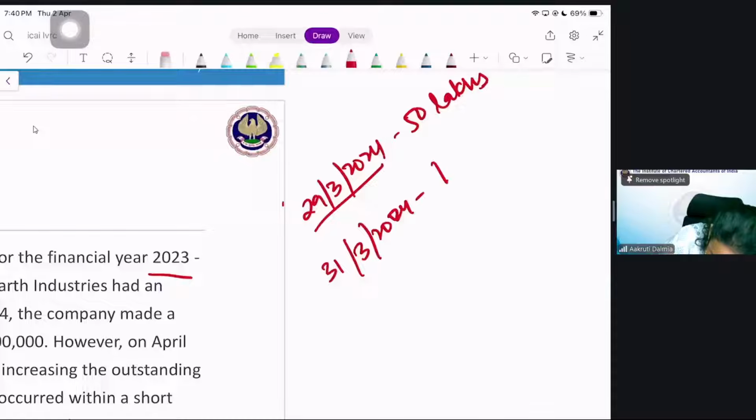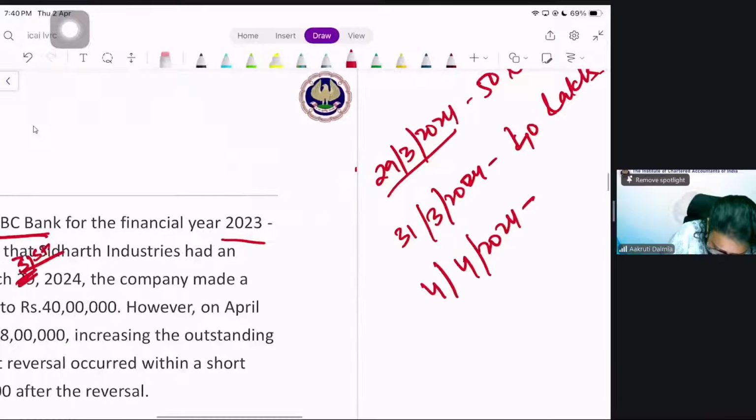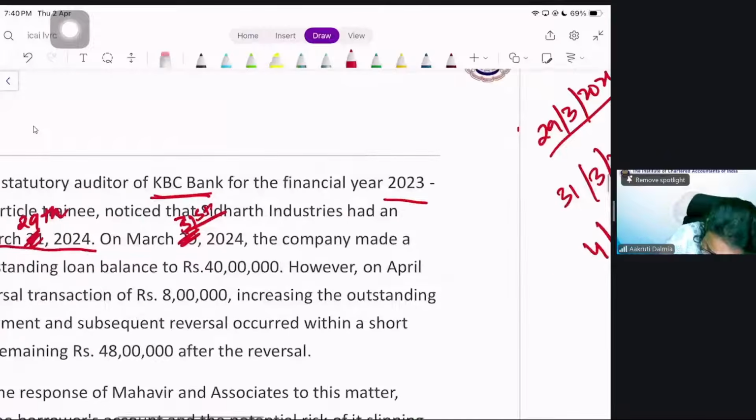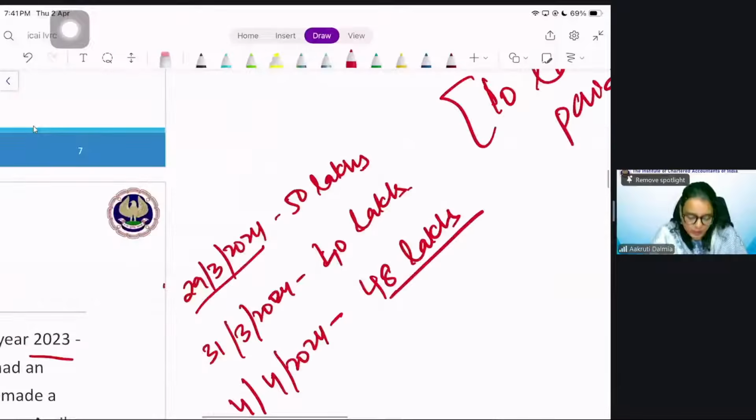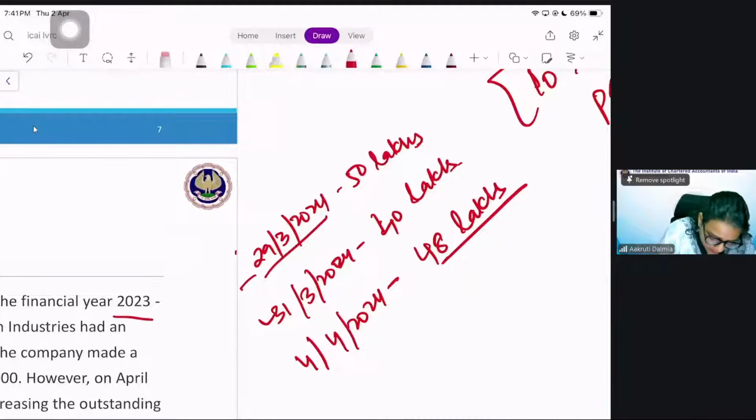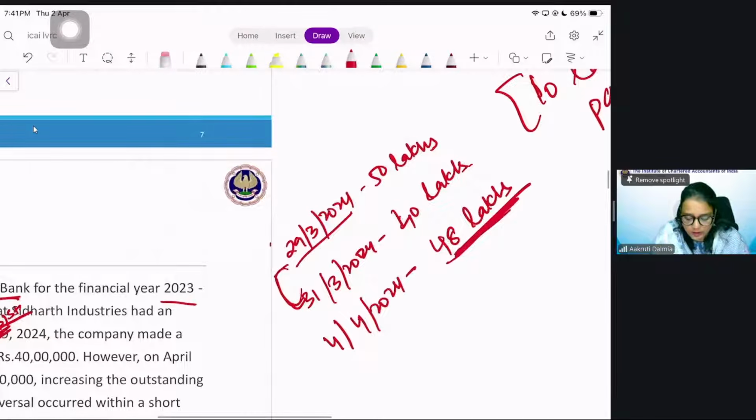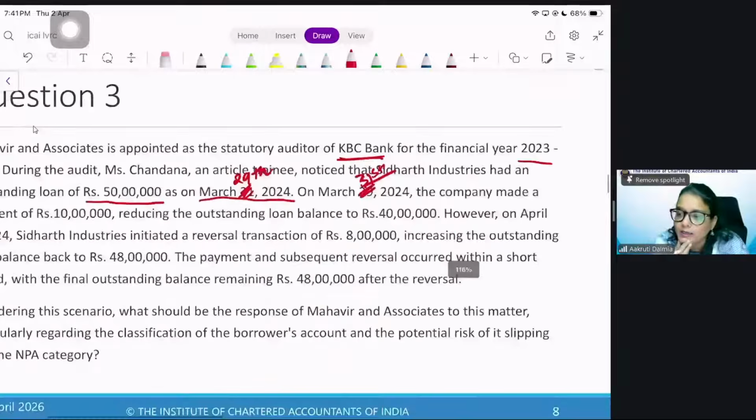On 31/3/2024 the balance outstanding became 40 lakhs. Then on 4/4/2024 the balance again became 48 lakhs. Which means only for those 2 days did they do a transaction of 10 lakh rupees, and again a reversal happened and then the outstanding again became 48 lakhs. It means just for the balance sheet date, the outstanding was 40 lakhs. Okay. Do you think it is wrong?